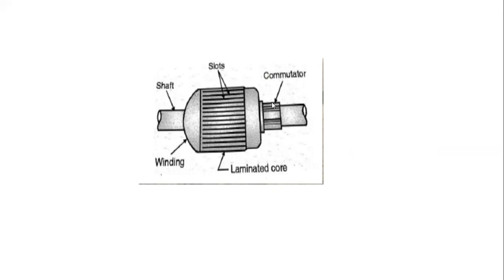and this is the commutator. In the armature we have a number of slots. These are the slots, and each and every slot has windings.